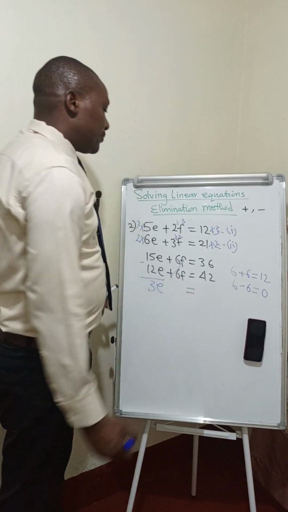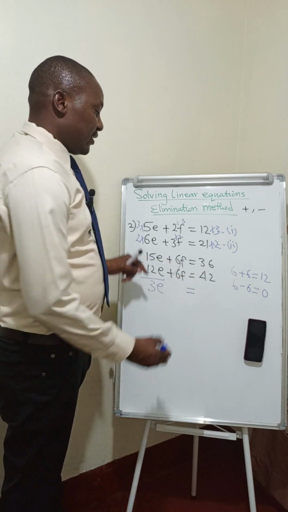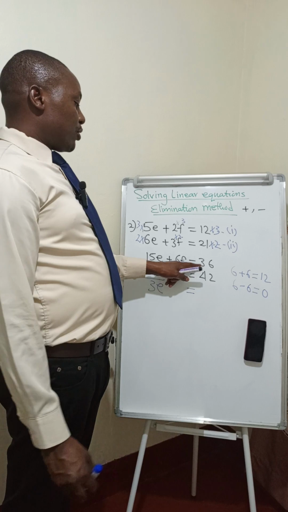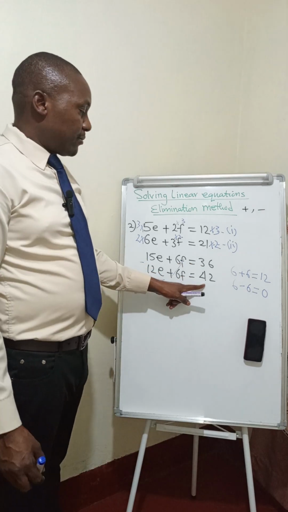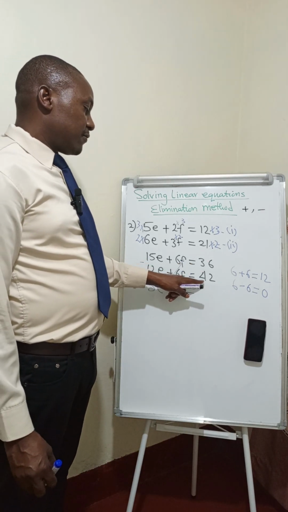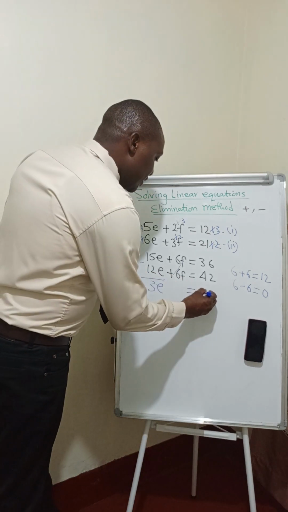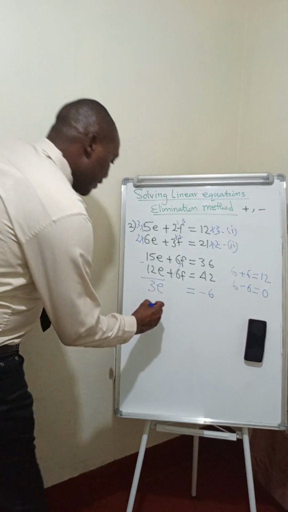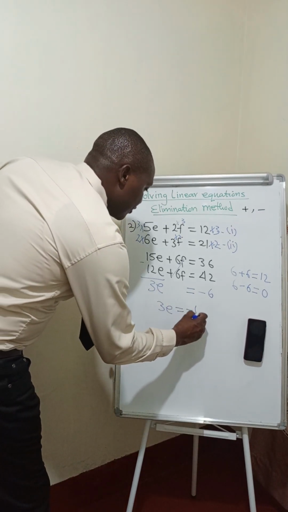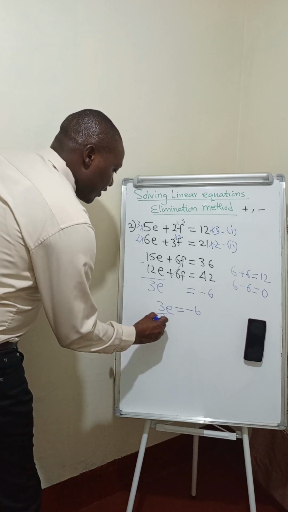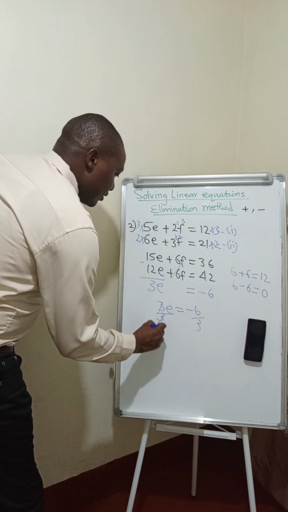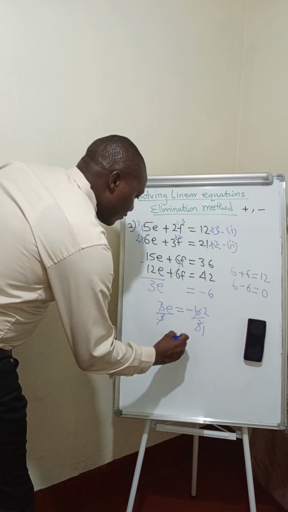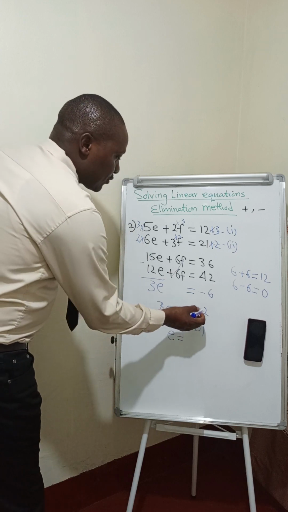We have equal sign. 36 minus 42. This smaller number take away this bigger number. 36 minus 42, you'll get negative 6. So we have 3e is equal to negative 6. How do we get e? Divide by the coefficient 3. That cancels that. 3 goes here once, here twice. So our e, the value of e is -2.